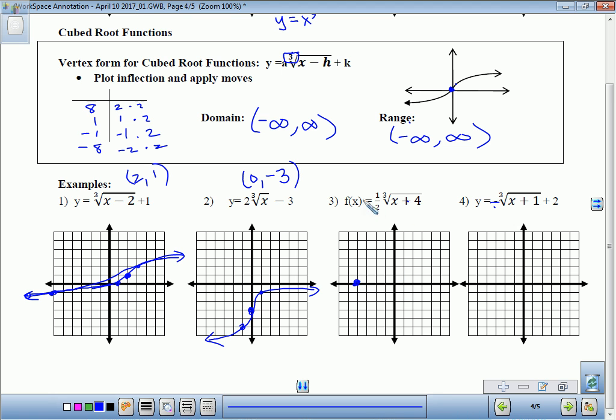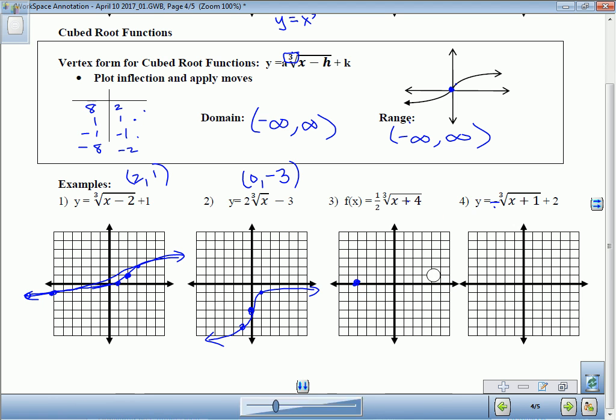All right, now we have a half out in front, so it multiplies by half instead of 2. So if I went over 8, I'd go up 1. Whoops, that's 9. Try again. If I went over 1, I'd go up a half. And then a half right there, and that's all that'll fit.